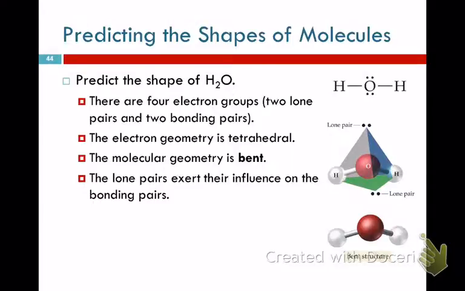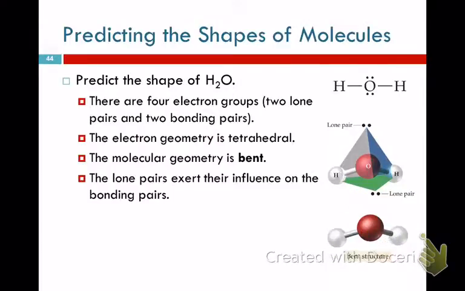Okay, so here's the shape of water, okay? Water is H2O. How many electron groups do you see around there? Well, there's the hydrogens, and then there's the lone pairs, right? So a total of 4. So its overall electron geometry is still tetrahedral. It looks like a tetrahedron, but instead of having atoms at two of the corners, it has lone pairs. And when you get rid of those lone pairs, the molecule looks like it's bent.